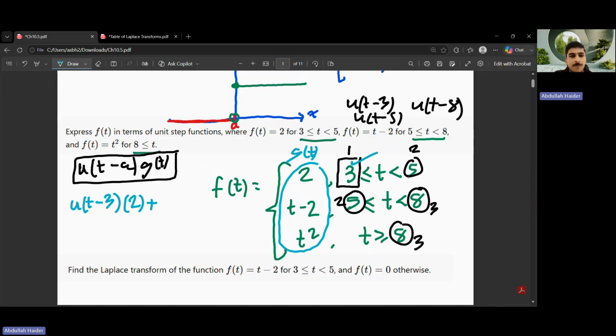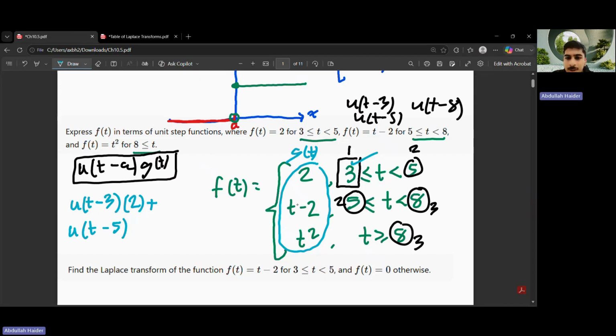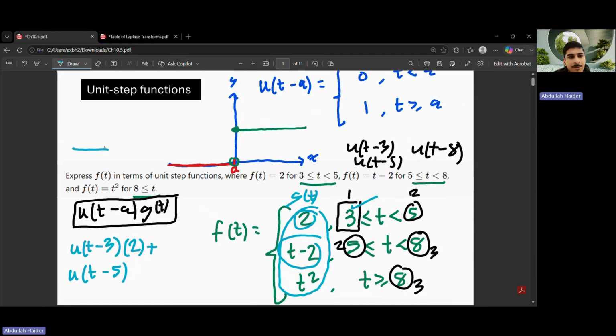Now we move on to 5. So u(t minus 5). An important thing you need to note here is that since this 5 is in the middle of the interval, we need to get the difference between this and this. Basically, the function started at a is equal to 3, so u(t minus 3) g(t) will be by itself. Assume this is the portion when a is equal to 3. This is the portion when a is equal to 5. This is the portion when a is equal to 8.